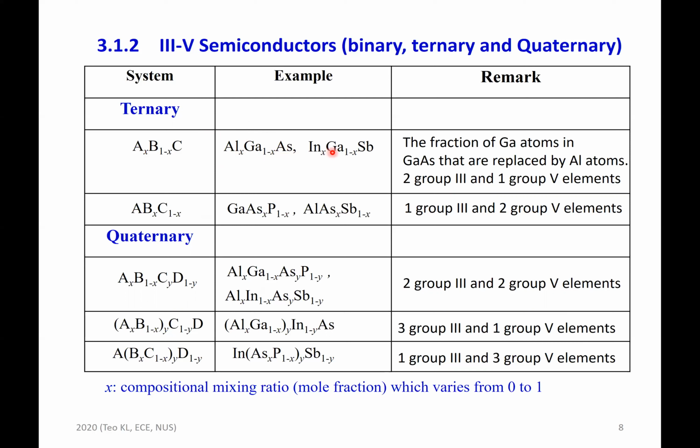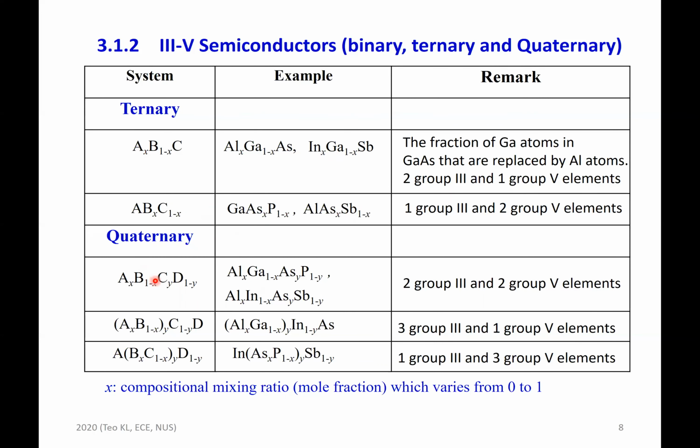Similarly for indium gallium antimonide. Or you can grow 1 group 3 and 2 group 5. So for example, in this case, this is gallium arsenide phosphide, or you can have aluminum arsenide antimonide. So you grow in excess of aluminum by controlling the arsenic and antimonide mixing ratio.